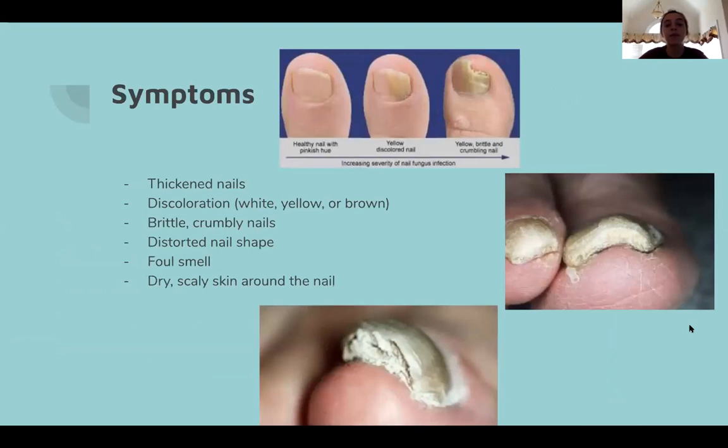Some of the symptoms of this fungal infection are, as you can see, these three pictures to the right. The top one would be an example of a cracked or brittle nail, and the other two would be thickened nail. Other than that, the symptoms are discoloration. As you can see, the one at the top is kind of yellowy. The other ones are white. Those are common colors and symptoms for this fungal infection. Others are distorted nail shape and a foul smell, as well as dry, scaly skin around the nail.